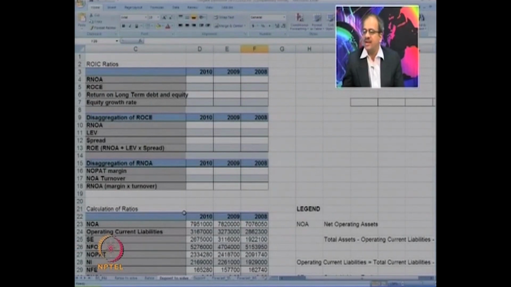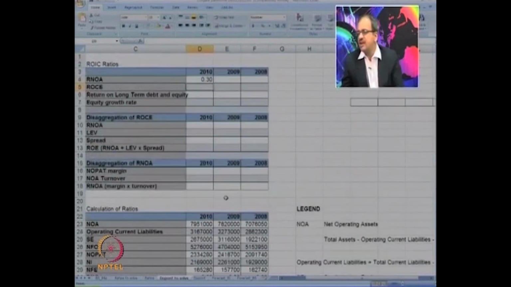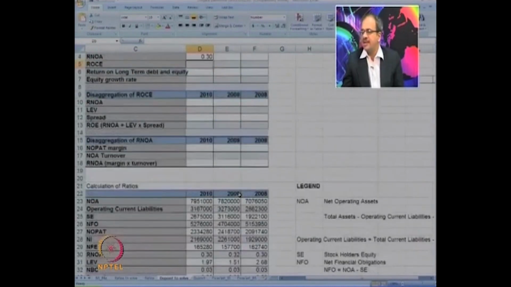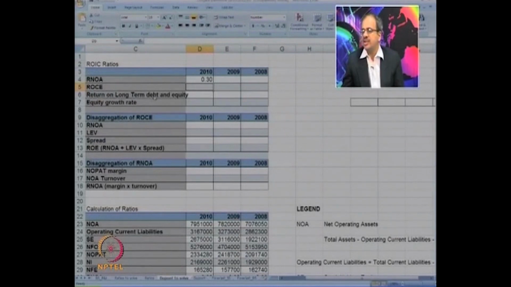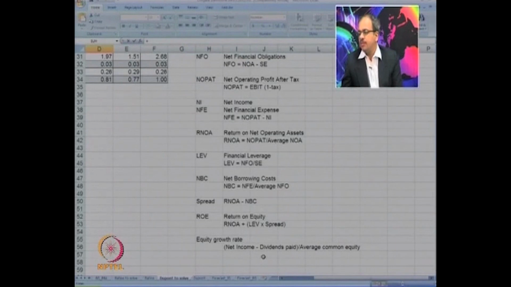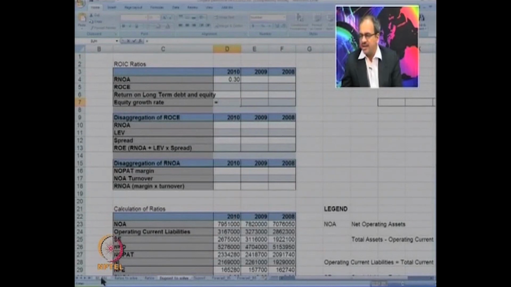Now, almost all the figures are already calculated. So, this RNOA is what we have done. We will just try to replicate. Now, ROCE, you are aware it is return on capital employed. Then we also link it to return on long term debt and equity and equity growth rate. I think the other things we have done, so we will not repeat. Equity growth rate is net income minus dividend paid upon average common equity. So, let us try to calculate it.